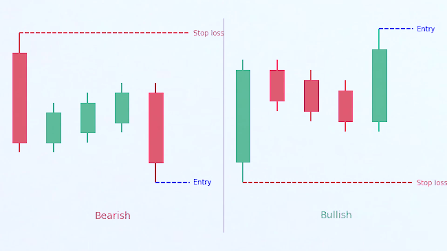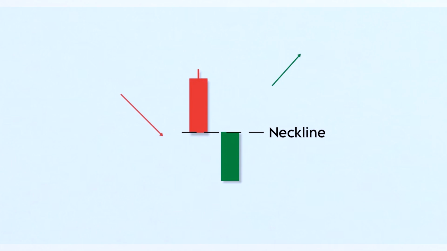This pattern reassures you that the trend is still intact and it might be a good time to enter the trade. The on-neck line and thrust patterns are also useful for identifying trend continuations. The on-neck pattern forms when a bearish candle is followed by a smaller bullish candle that closes near the low of the previous candle, signaling that the downtrend is likely to continue.